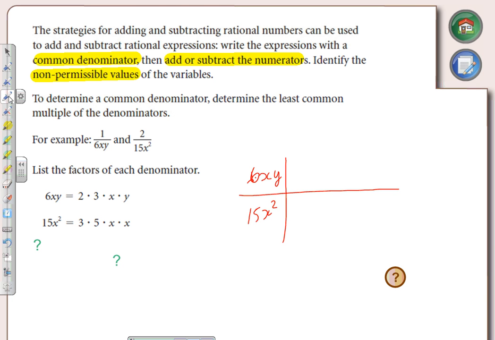I've got a spot I need for a 2. Then I need another one for the 3. Then I need another column for an x. I need another column for a y. There's my prime factoring of 6xy.